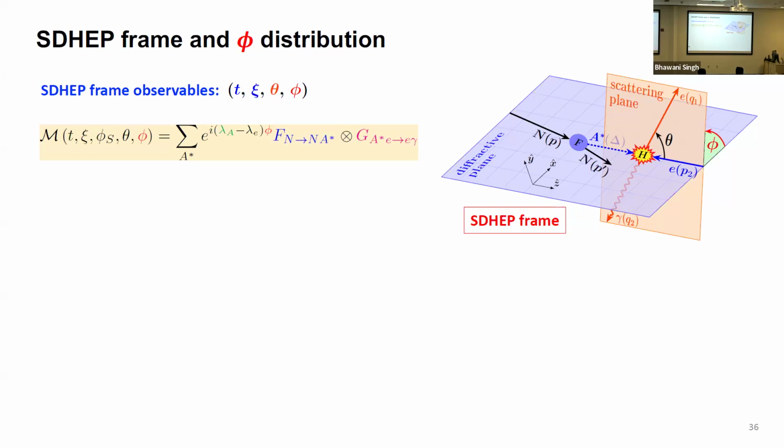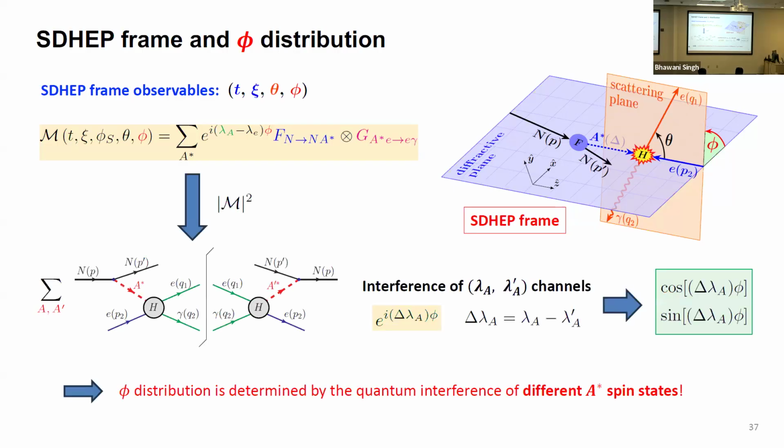So by rotational property, we know that it's captured by a phase determined by the helicity state of A star and the electron beam, and it's solely given by this phase factor. And in obtaining the cross section from this amplitude, we sum over all possible sub-amplitudes and take a square to get the cross section.